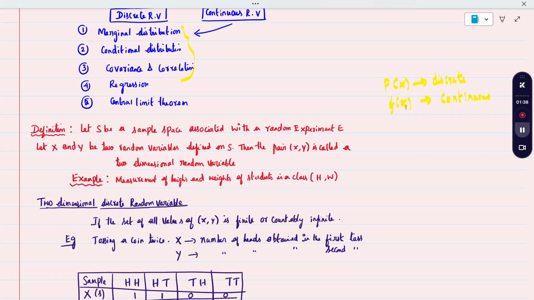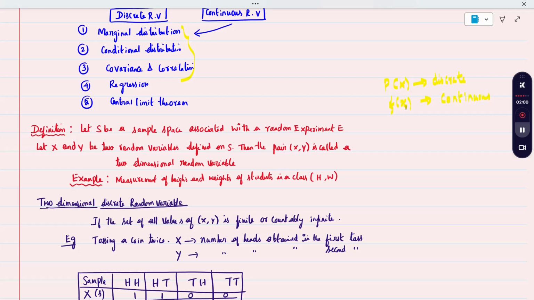An example is the measurement of height and weight of a student in a classroom. Height and weight, so two cases, X and Y. So there are the two-dimensional discrete random variable and the two-dimensional continuous random variable. Two cases are there. What is the definition of a discrete random variable? If the set of all the values of (X, Y) is finite or countably infinite.